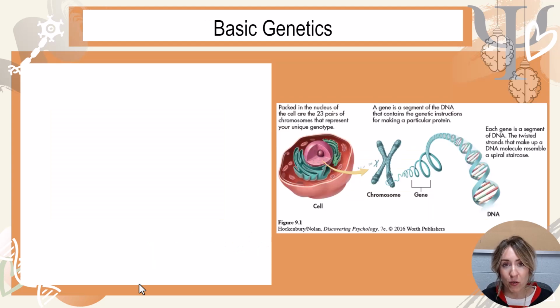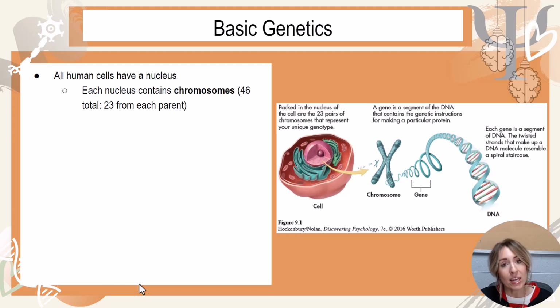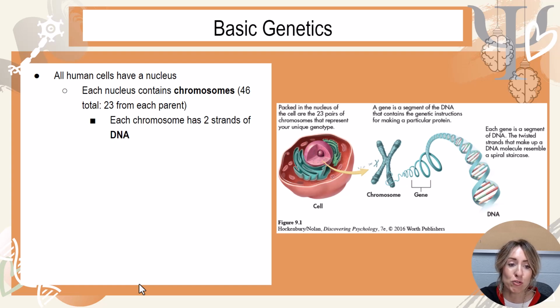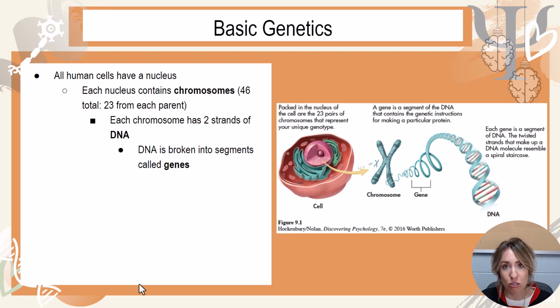So before we go any further into discussing what we know about nature and nurture, I wanted to just review a little bit of the nature, the basic genetics. When we talk about genetics, we want to make sure that we are clear on the fact that all humans have cells, and those cells have a nucleus, and each nucleus contains chromosomes, right? There's 46 chromosomes, 23 from each parent, and each chromosome is made up of 2 strands of DNA. And those DNA are then broken down into segments called genes. So genes are smaller chunks of the larger DNA, and the larger DNA makes up the chromosomes.